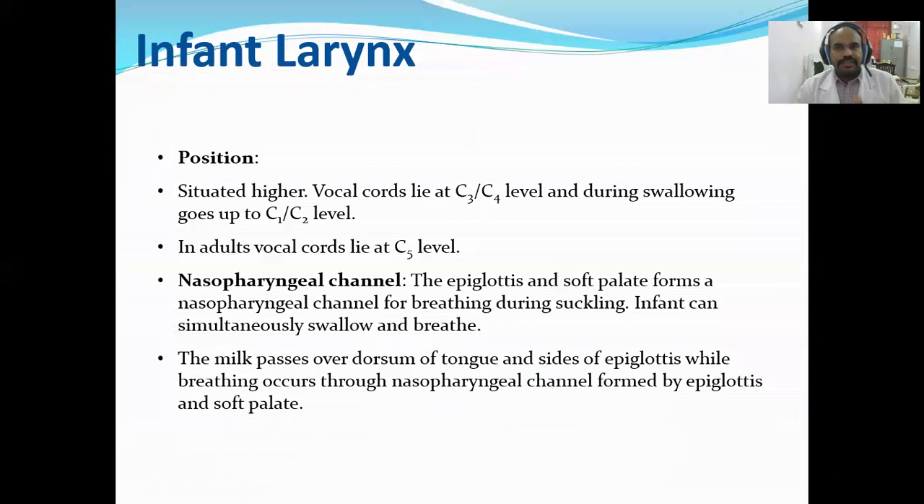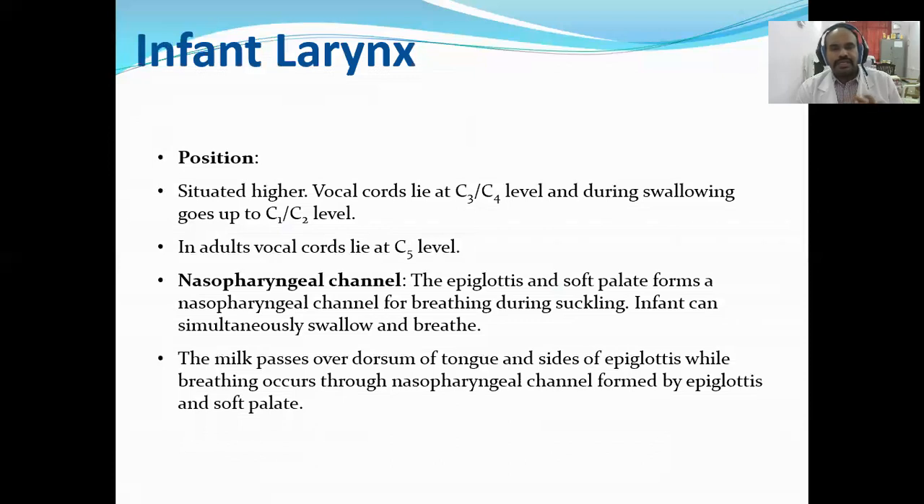Infant larynx: there's a slide showing the infant larynx. The position is a little bit higher. The vocal cords lie at the C3, C4 level, and during swallowing it goes up to the C1, C2 level. In adults, the vocal cord usually lies at the C5 level.